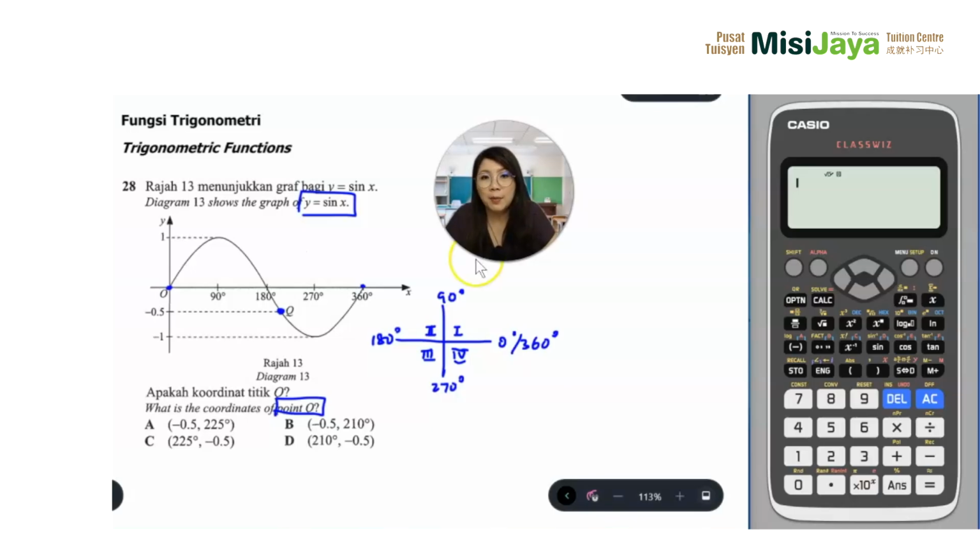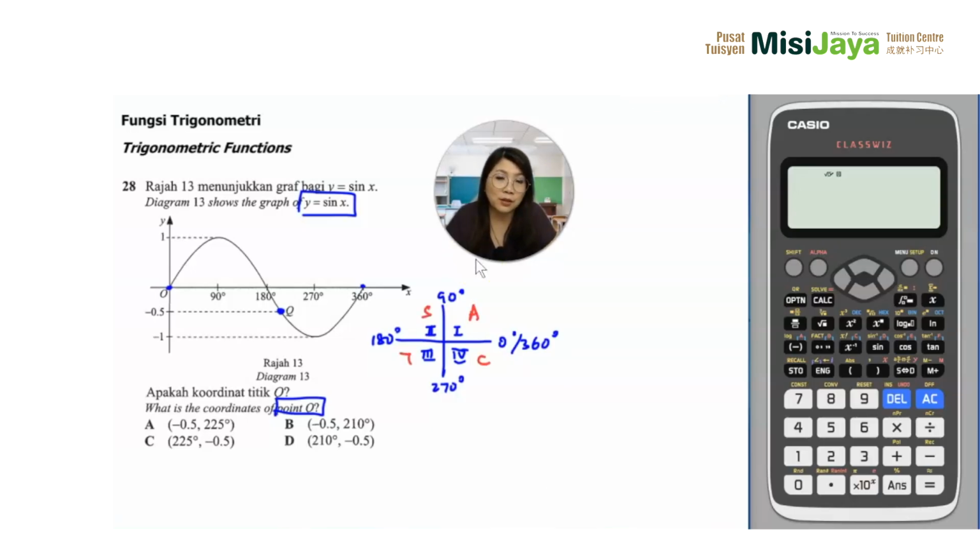So remember, all science teachers crazy. In the first quadrant, all of sine, cos, and tangent are positive. For the second quadrant, only sine is positive, cos and tangent negative. For the third quadrant, only tangent is positive, sine and cos negative. For the fourth quadrant, only cos is positive, the rest negative. So in this graph, this will be the first quadrant, the second quadrant, the third quadrant, and the fourth quadrant.